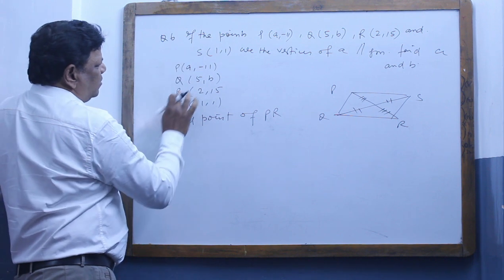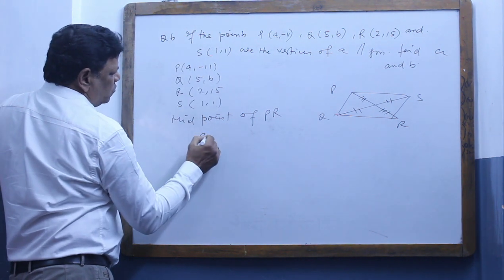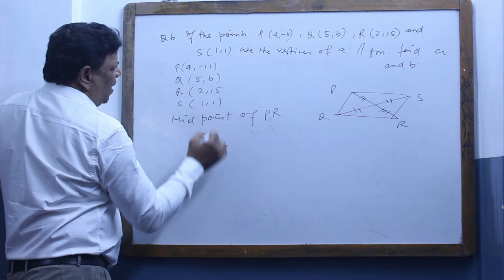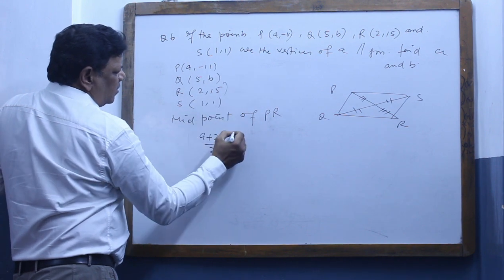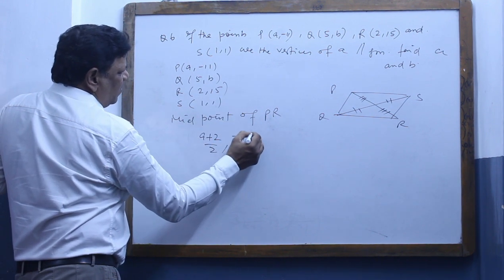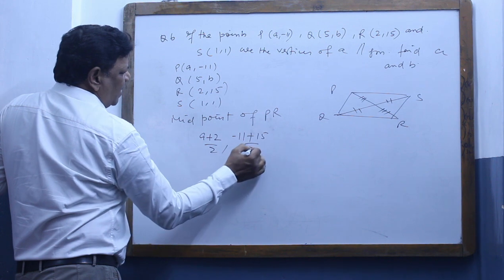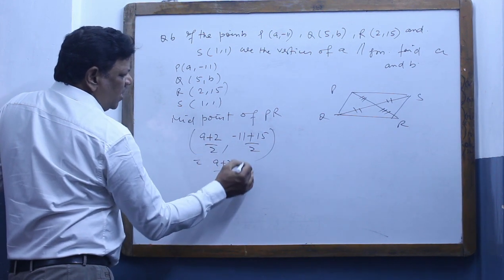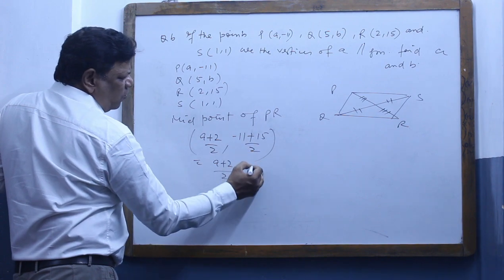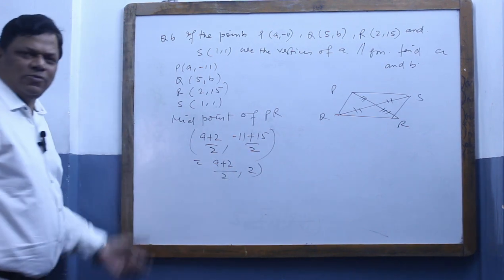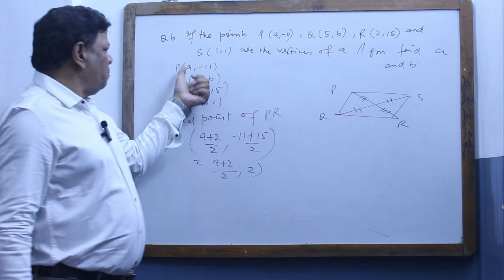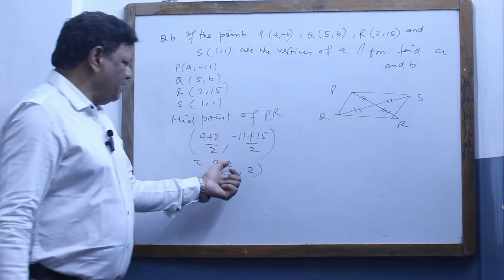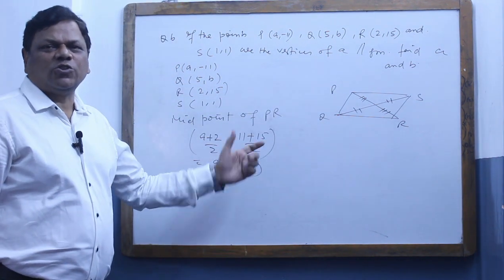P and R. So A plus 2 by 2 comma minus 11 plus 15 by 2. What is coming? A plus 2 by 2, and it is coming 4, 4 by 2 means 2. I got this value. Clear? So the midpoint of P and R is A plus 2 by 2 comma 2.